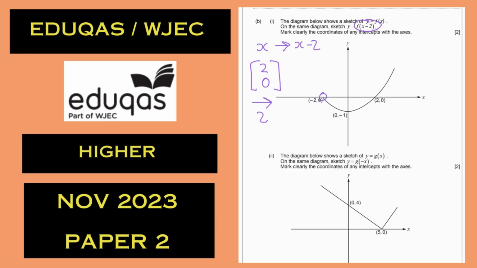We need to move this graph right 2 units. That means this coordinate heads to the origin. The minimum point, the x-coordinate, ends up at 2 minus 1. And this point of intersection goes from having an x-coordinate of 2 to an x-coordinate of 4.